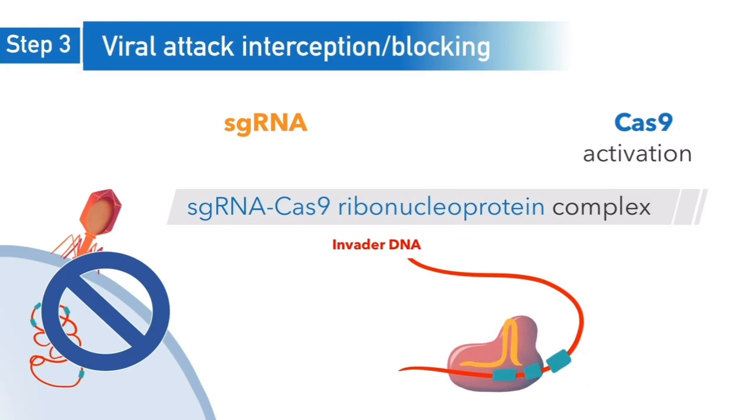As we have seen during the first step of acquisition of repeated nucleotide sequences, in the final step too, the target sequence recognition is determined by PAM. When the complementary sequence is identified by the sgRNA, the sgRNA Cas9 ribonucleoprotein complex binds to the target DNA, and the latter is cleaved, rendering it ineffective, and the intruder is killed.